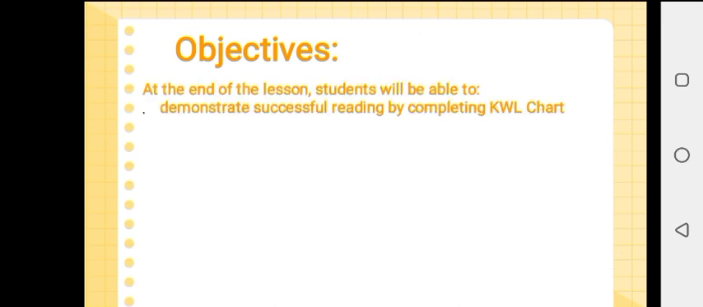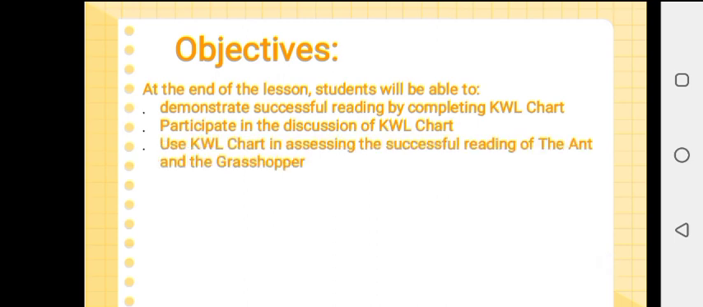For the objectives of today's lesson, at the end of the lesson, students will be able to demonstrate successful reading by completing a KWL Chart, participate in the discussion of the KWL Chart, and use the KWL Chart in assessing the successful reading of The Ant and the Grasshopper. The expected discussion will be seen on our table of contents.